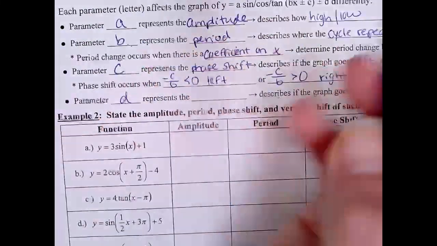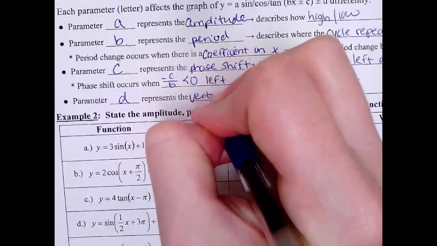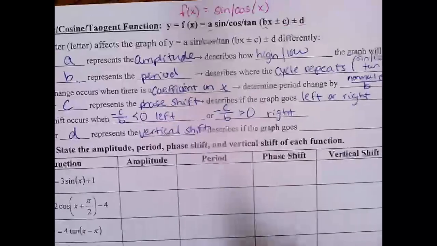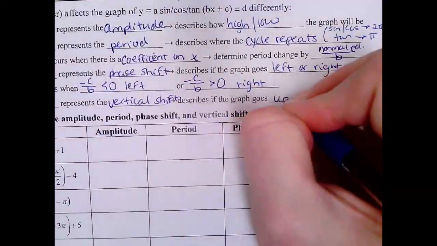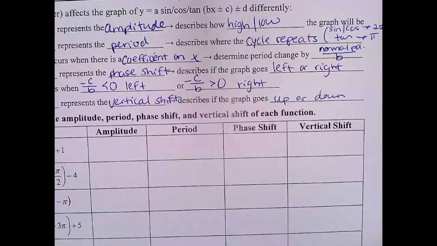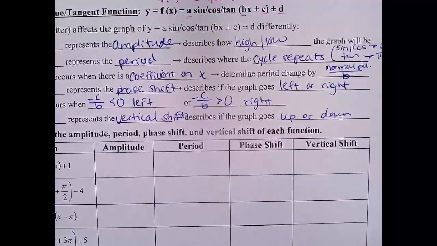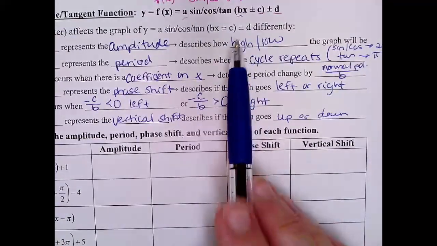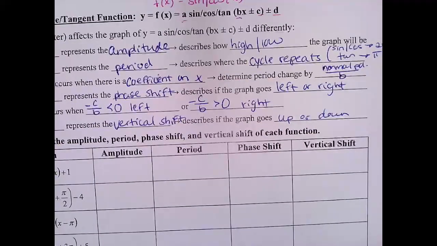And then we have d, which is your vertical shift. And again, that's kind of the same from all of the functions we've been seeing because it's outside of everything. And that describes if the graph goes up or down. So you have seen this happen in all the other functions we've been talking about all year, absolute value, log functions, etc. But we just have a sine, cosine, tangent. So it's just a wavy looking graph.